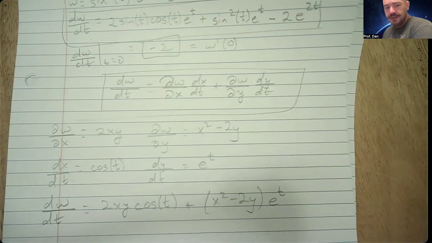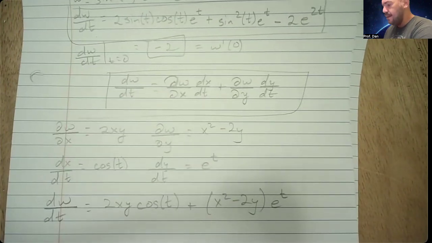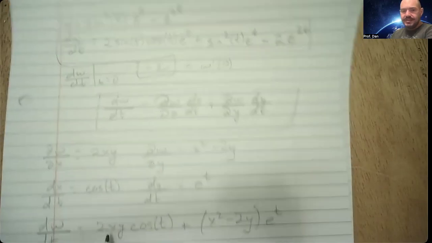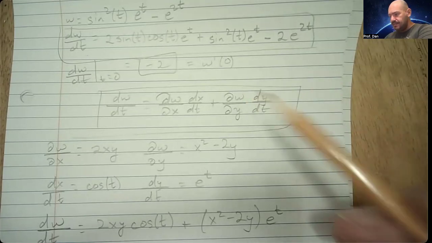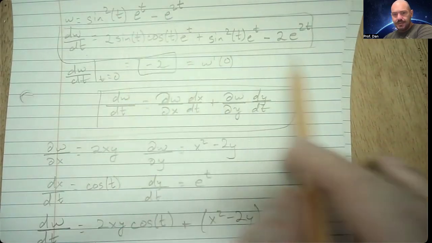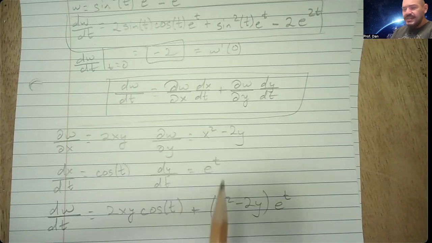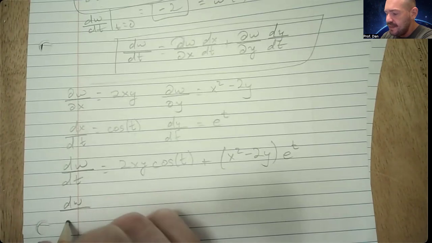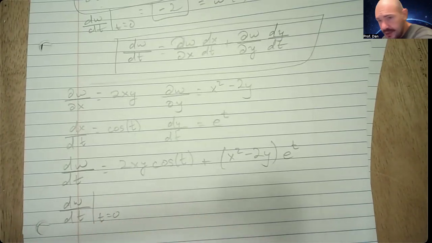And you might be thinking, well, this is weird. There's x's and y's and t's, oh my. And yeah, I mean, if you really want to, you can replace the x's with sine of t's and the y's with e to the t's, and you'd end up getting the exact same thing we got here. Right? But if I know that my end game is just to figure out what dw dt at a certain value is, then I don't really need to go through that intermediate step.